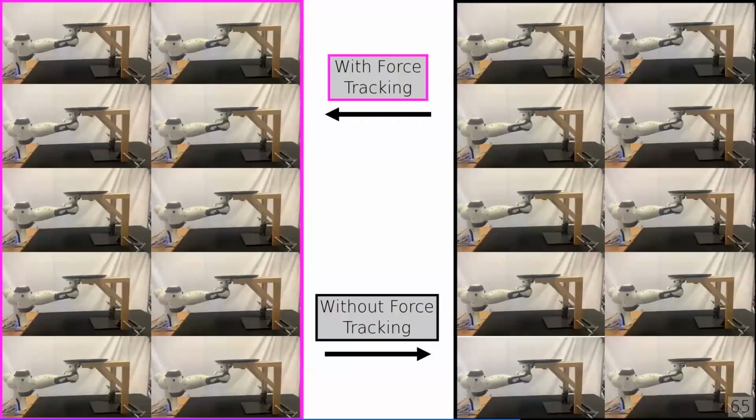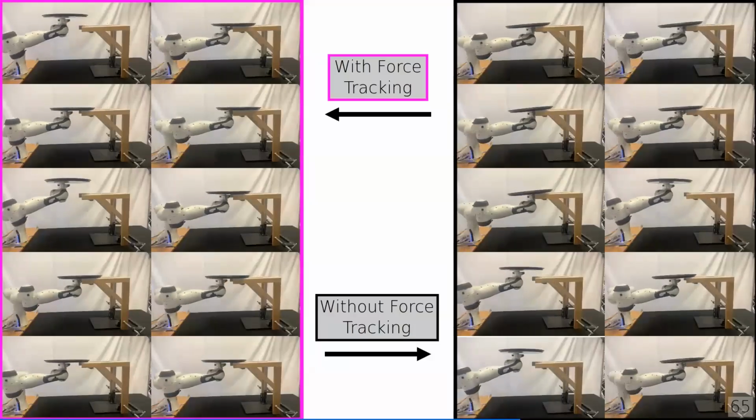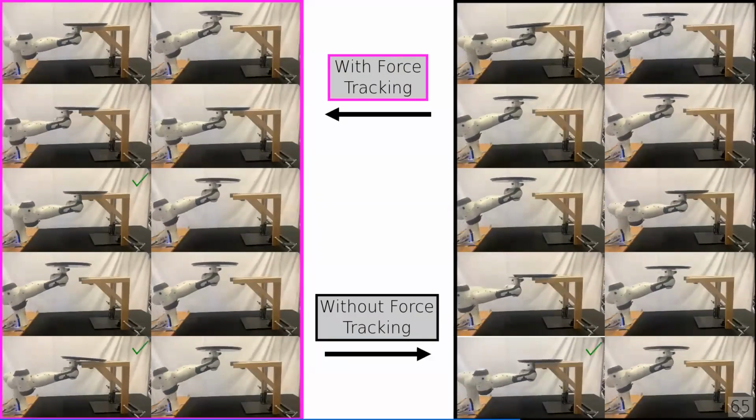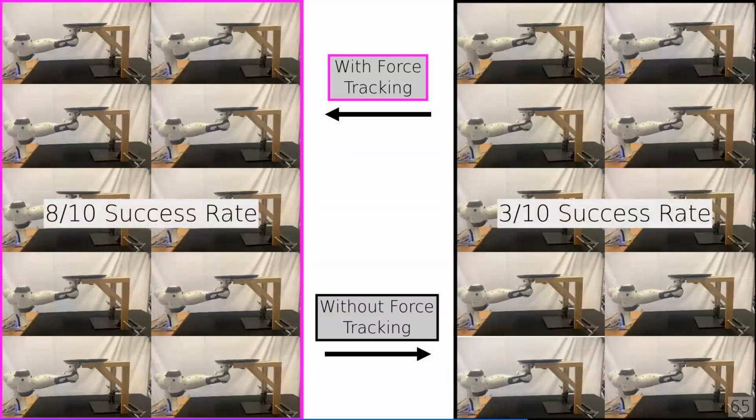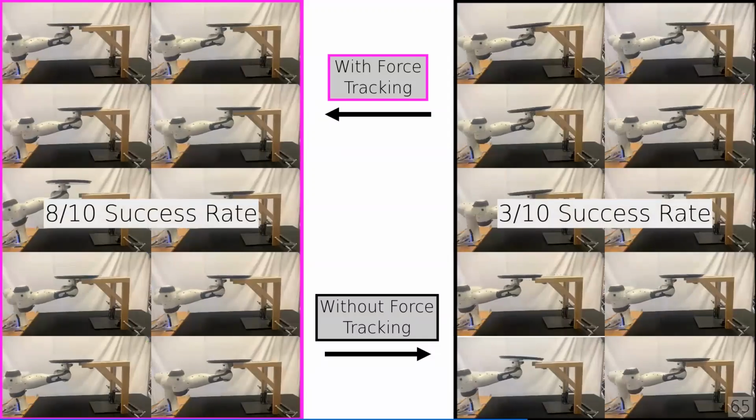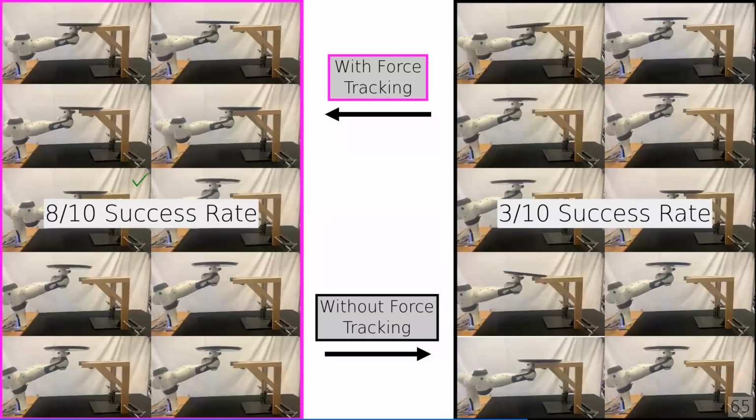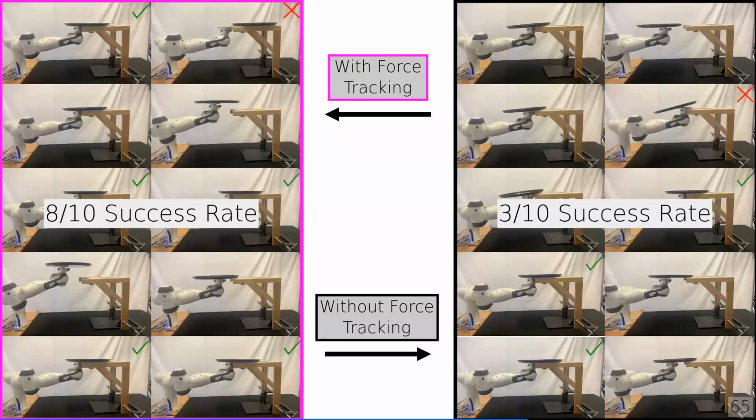And then we run an extensive ablation with and without force tracking to highlight its importance. This also shows that the left side, our method, is not always successful, right? It has about 80% success rate over 10 consecutive experiments. The main cause of failure happens when it tries to place the tray back and it slides when it's not supposed to.